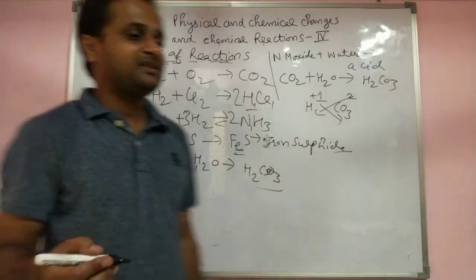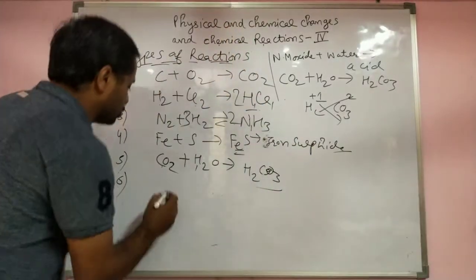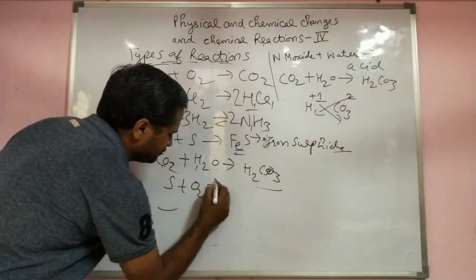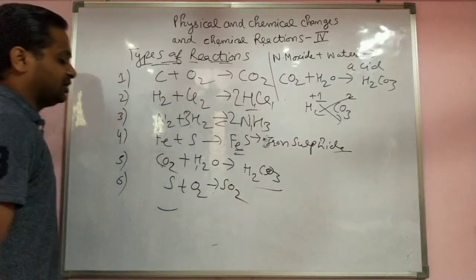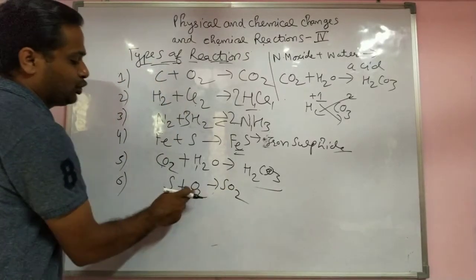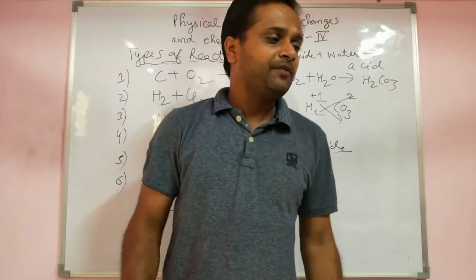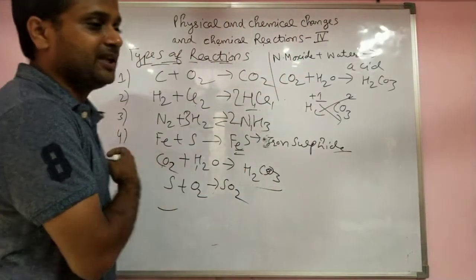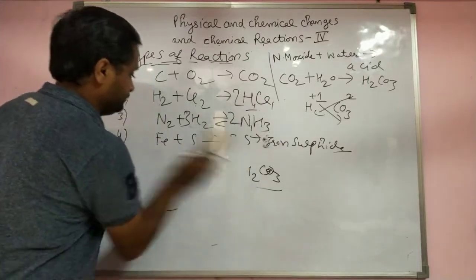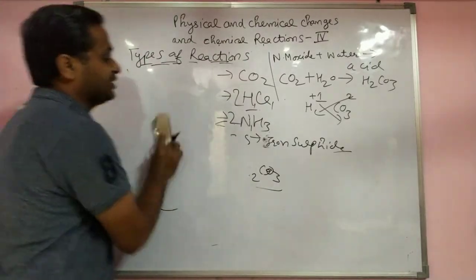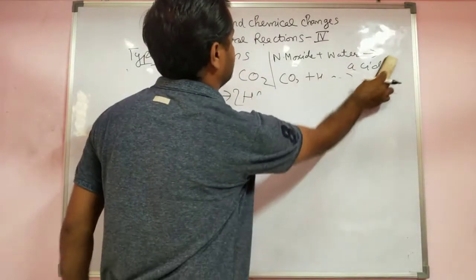There are a lot of examples. S plus O2 gives SO2, sulfur dioxide, balanced: 1, 1, 2, 2. Already balanced. Any other example also? If you want to check. See, any other example of a combination reaction?